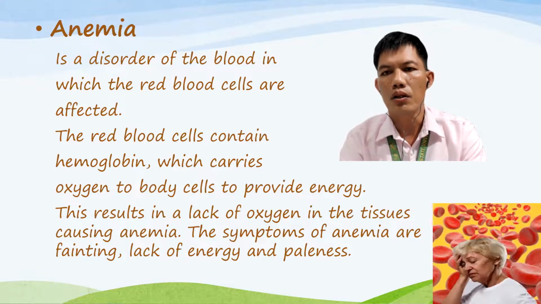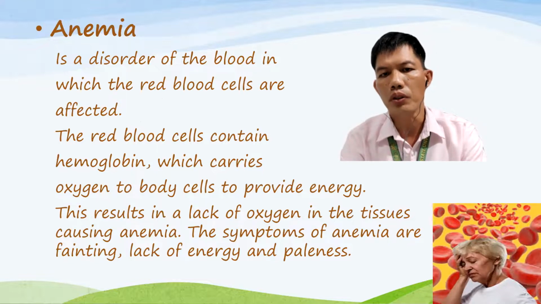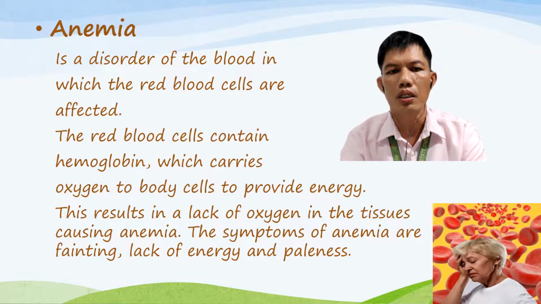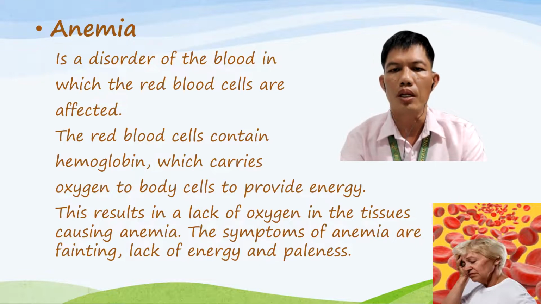Anemia is a disorder of the blood, especially where the red blood cells are affected. The red blood cells contain hemoglobin, a protein which carries oxygen to the body, and it is also affected. So there is poor hemoglobin in the body, and we all know that hemoglobin carries oxygen. So if the body lacks oxygen, the symptoms of anemia are fainting, difficulty of breathing, lack of energy, and paleness.